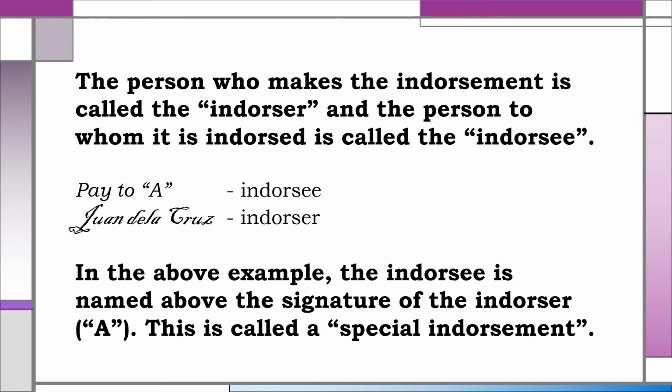Pay to A is the endorsement. A here is the endorsee. He is the person entitled to payment. And the endorser is Juan de la Cruz. His signature is found below the endorsement. In the above example, the endorsee is named above the signature of the endorser. The endorsee, I repeat, is A, and the endorser is Juan de la Cruz, who signed below the endorsee. This is called a special endorsement.